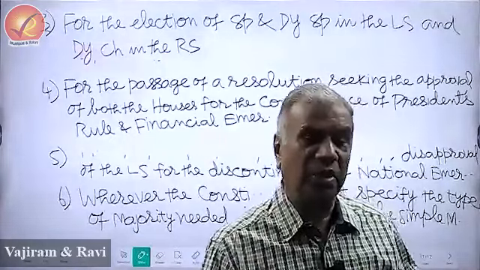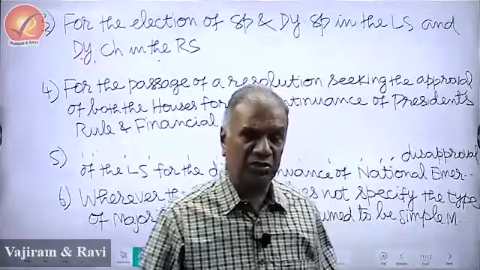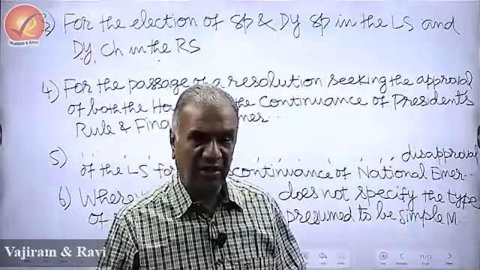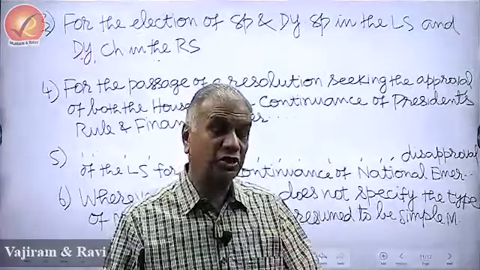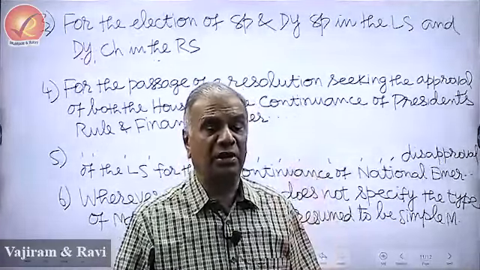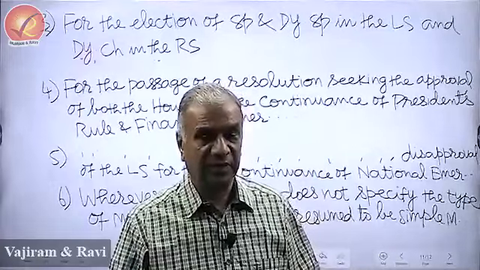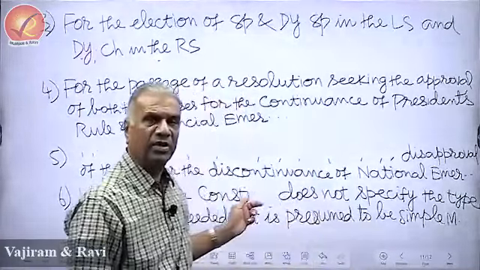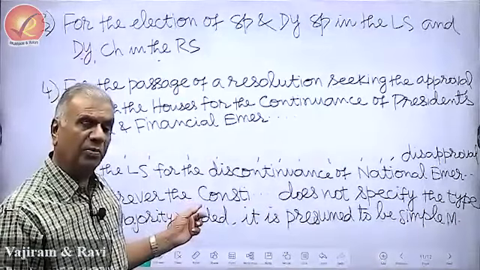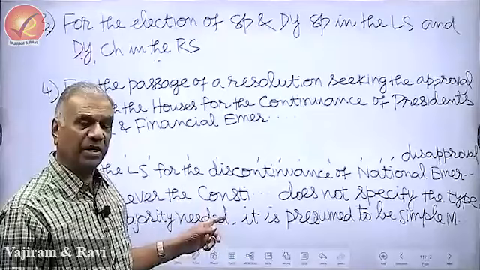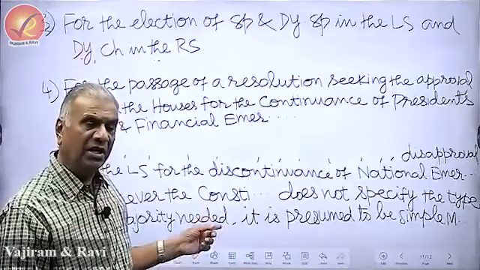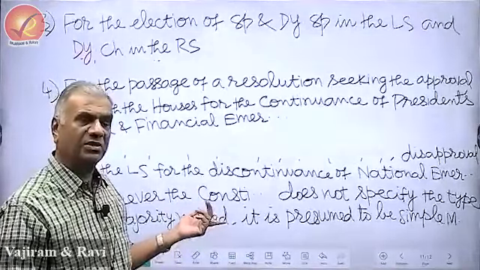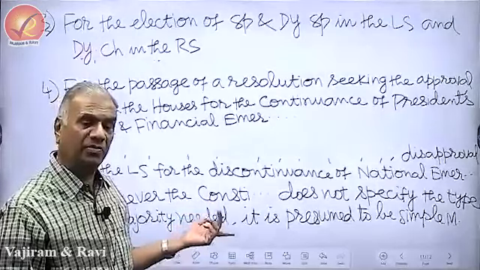If the Lok Sabha disapproves the continuance of the national emergency with a simple majority, the president shall revoke the national emergency. Whereas approval for the national emergency shall have to be given by both the houses of the parliament with a special majority. The disapproval of the national emergency can be done only by the Lok Sabha with a simple majority.